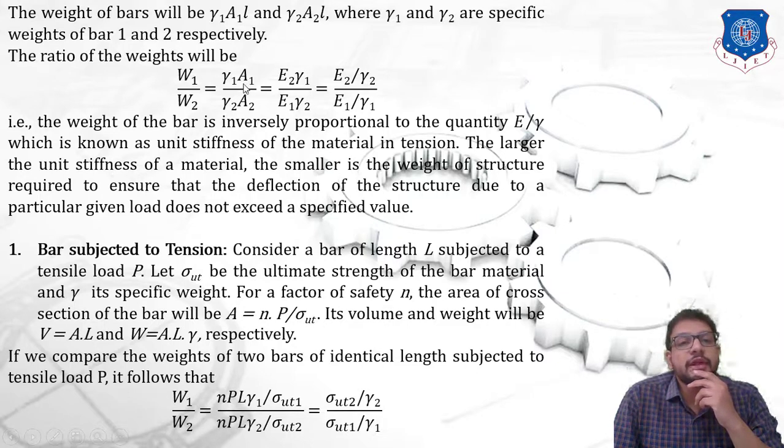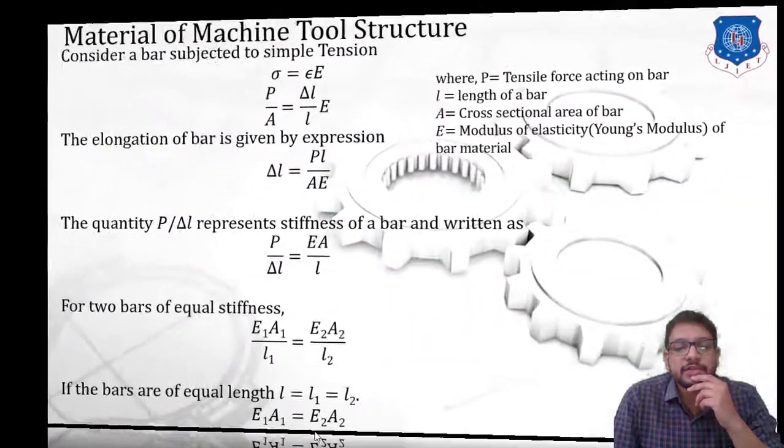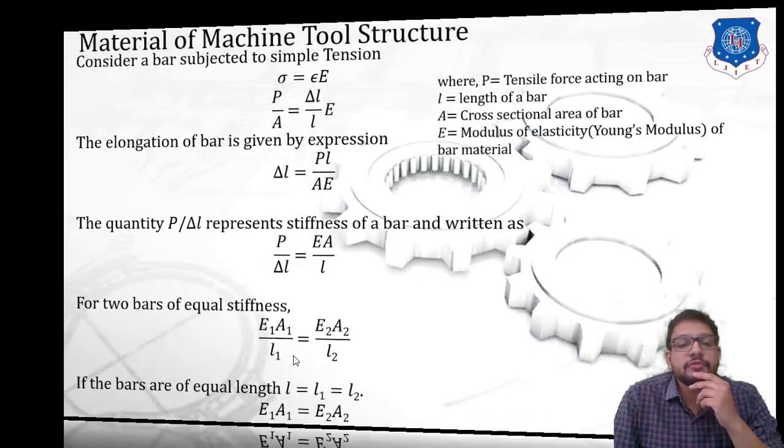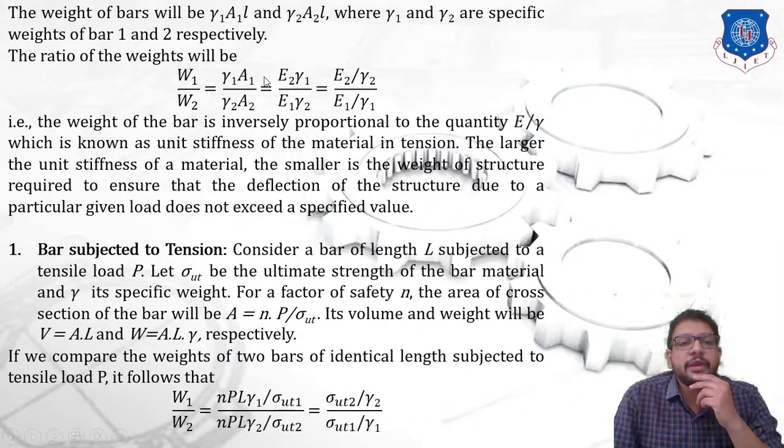Now since we know from our previous equation, can I say A1 by A2 will be equal to E2 by E1, right? That is from this equation, as you can see, E1 A1 equals E2 A2. So from this equation we can write that A1 by A2 is equal to E2 by E1. Now if you see carefully, in this equation it is going to become E2 by gamma 2 and over here in the denominator E1 by gamma 1. So E by gamma is a new term which is called the unit stiffness of a material in tension.